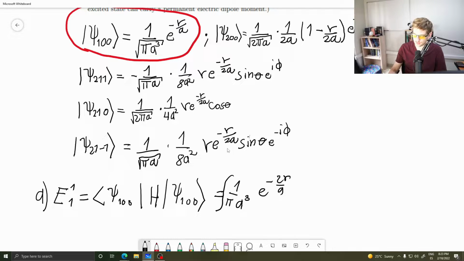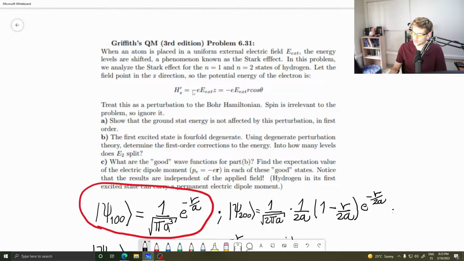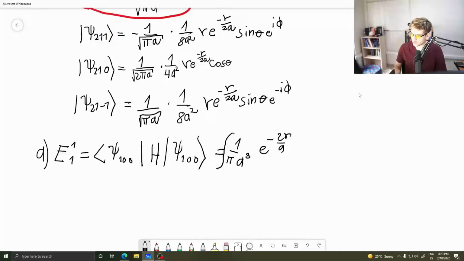And then we, of course, cannot forget about the perturbation, right? This Hamiltonian, which is minus e, the charge of the electron, external field, r cosine theta. So it's going to be minus e, external field. I'll just write it as big E, no need to write the ext, r cosine theta. And since we are integrating in spherical coordinates, do not forget, and I cannot stress how important this is, do not forget about r squared sine theta. And this is going to be integrating over the r, the theta, and the phi.